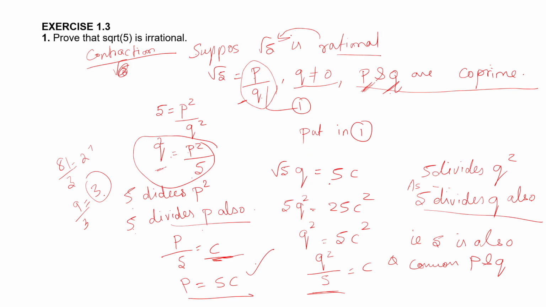So now cross multiply and square both sides, we have to write those steps. Okay, squaring both sides, we found that 5 divides q square also. If 5 divides q square, then 5 divides q also. So 5 is a common factor of p and q, which is a contradiction because we have taken p and q as co-prime. So this is not rational, this is irrational.